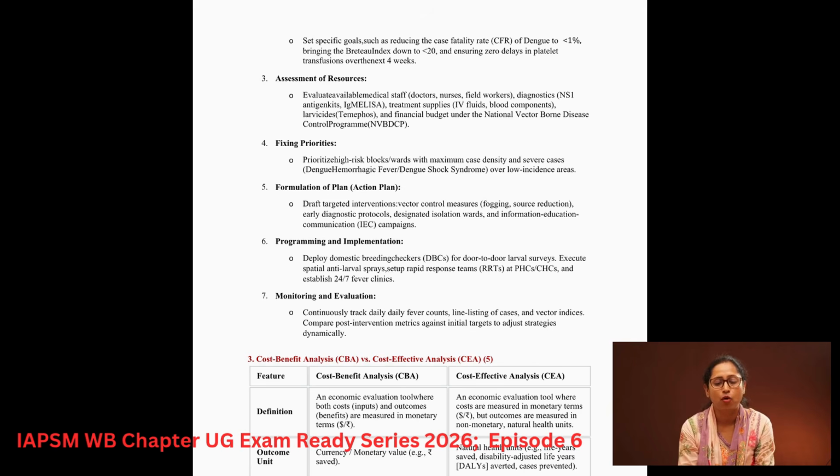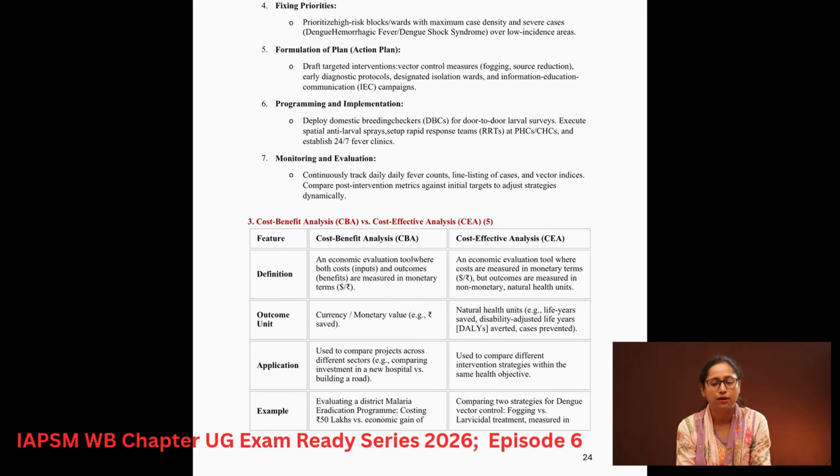And finally, the monitoring and evaluation. Write what is monitoring, write what is evaluation, and then write that we need to continuously track daily fever counts, line listing of the cases, vector indices, and we need to compare post intervention metrics against initial targets to adjust strategies dynamically. Now, the next question was cost benefit analysis versus cost effective analysis.